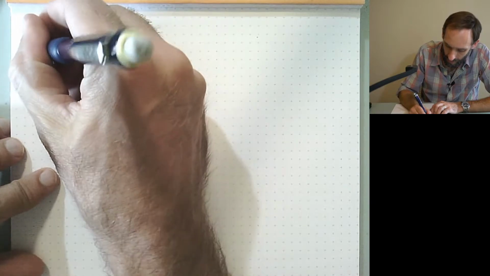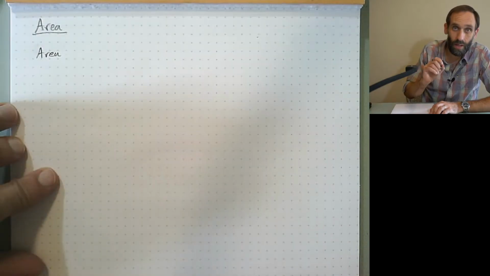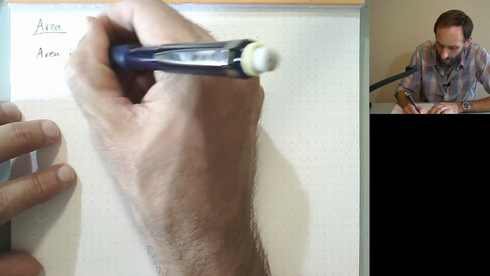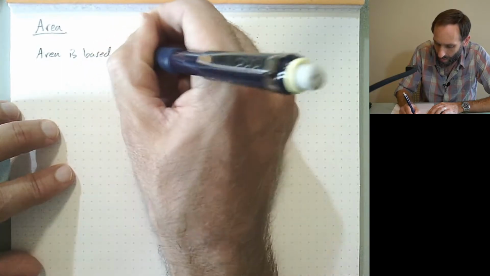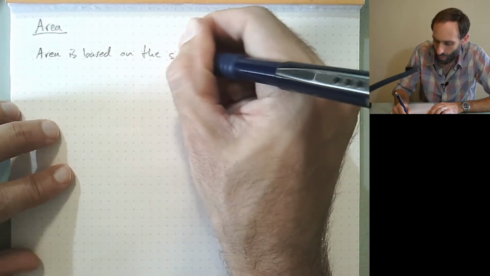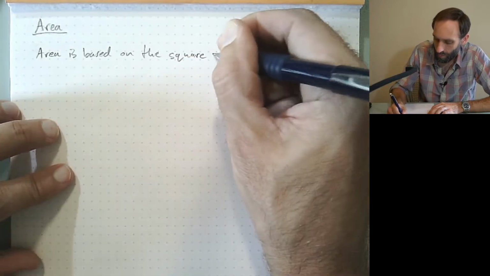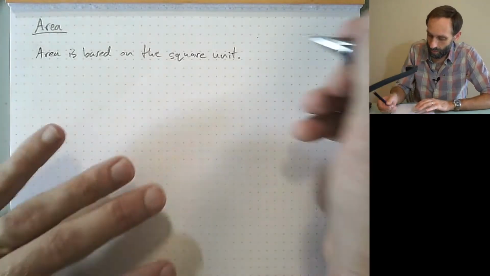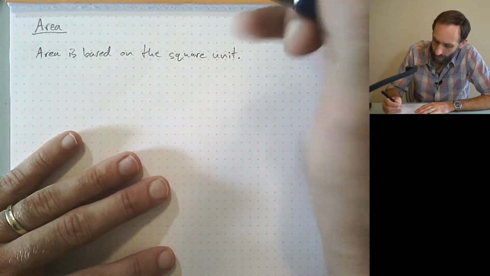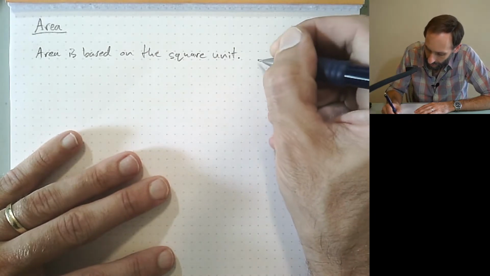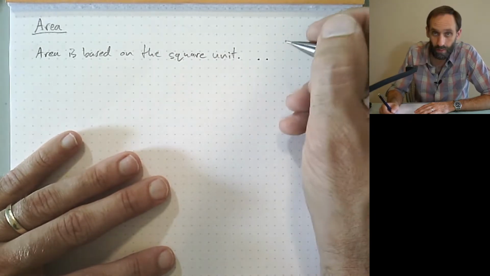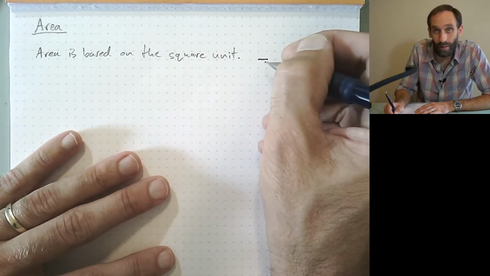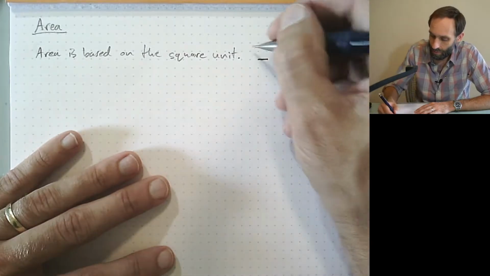So this concept of area, the fundamental unit is a square. So area is based on the square unit. Okay, so using this dot grid paper, I can easily make a square unit. So unless otherwise specified, my unit is the distance between two dots on this paper. So I draw a line from one dot to the next. That is my distance unit when I'm using this paper.